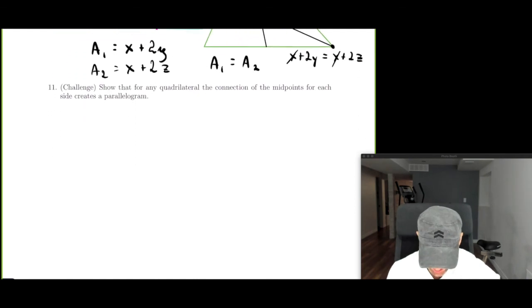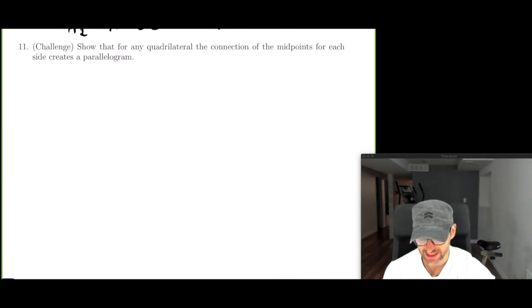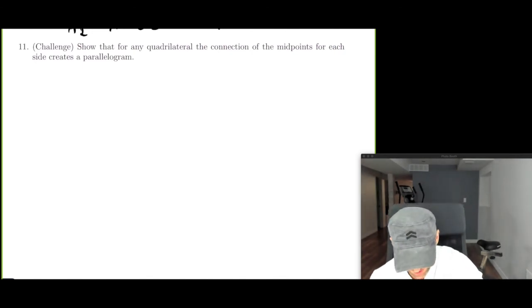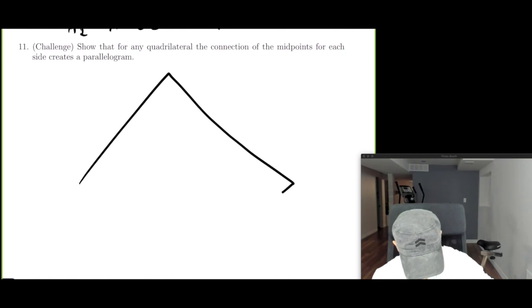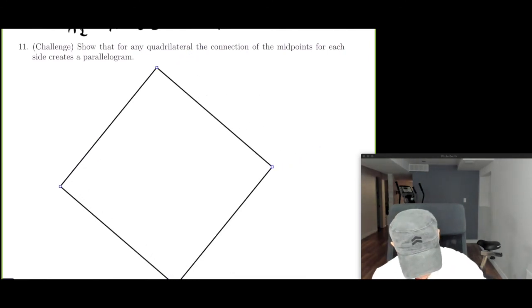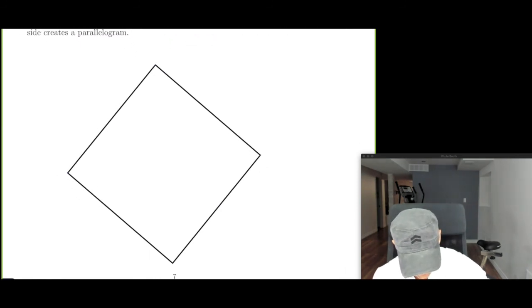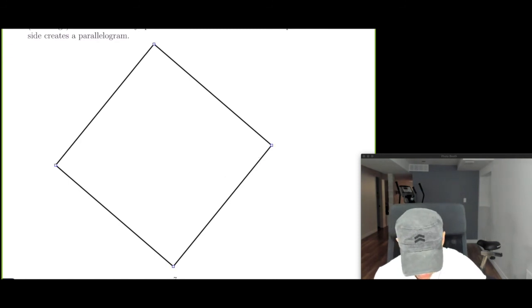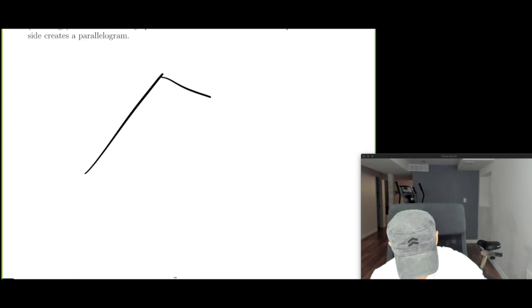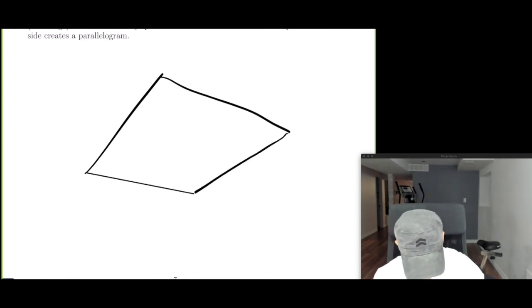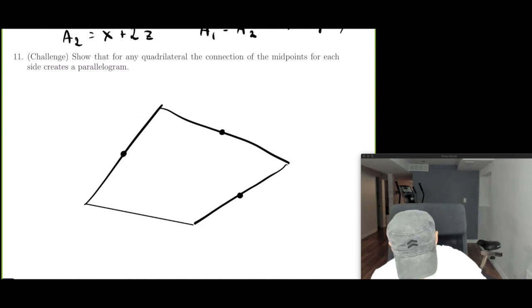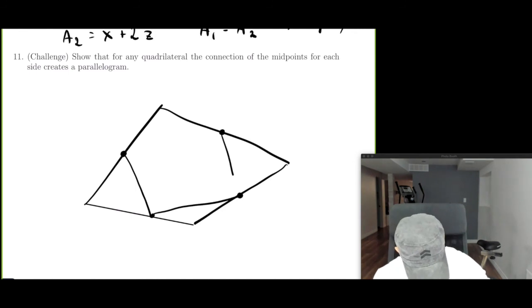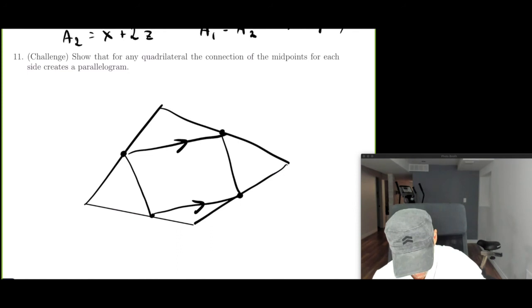The last question, which is a challenge, says, show that for any quadrilateral, the connection of the midpoints of each side creates a parallelogram. So if you have a quadrilateral, it doesn't have to be perfect. Let me just draw it randomly. So we have that. And if you connect the midpoints, so this midpoint, midpoint, midpoint, midpoint, now you create a figure inside, and what they're saying is that you've created a parallelogram.